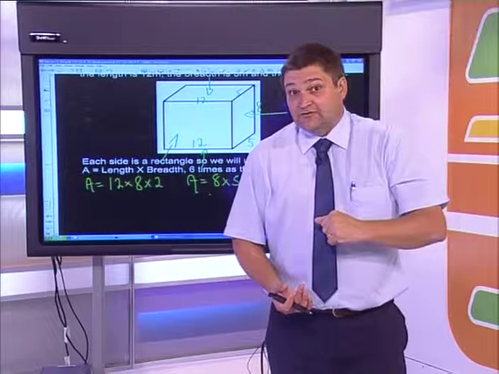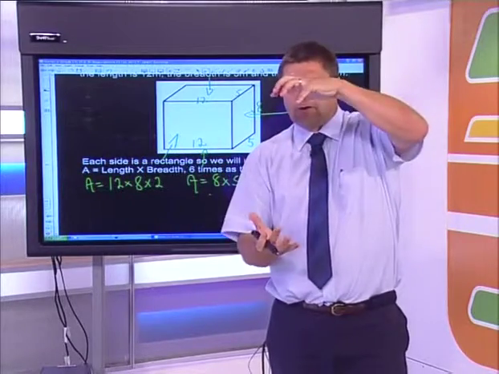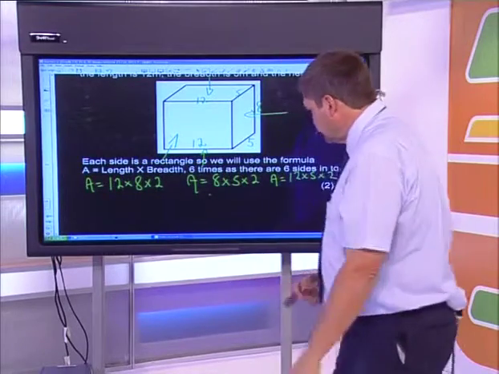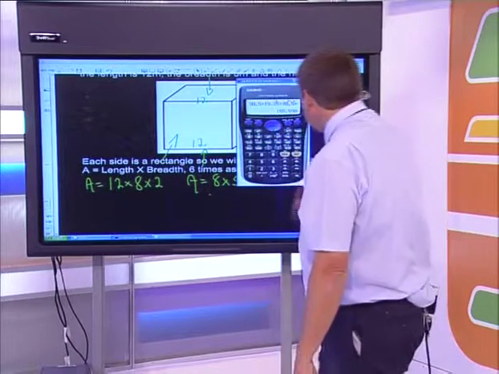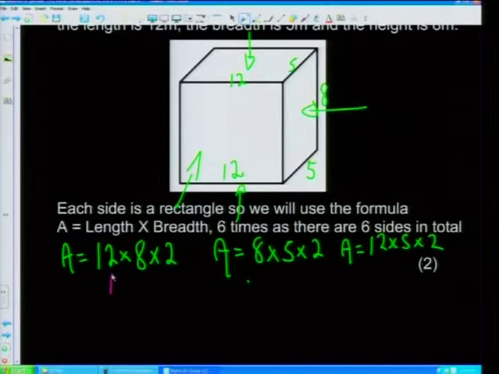Now we jump to our little calculator and we try and calculate the area of both sides, top and bottom, and the other 2 sides, front and back, and then we just add up our answers. So let's do that. Out comes the calculator, and we say, right, I've got 12 multiplied by 8 multiplied by 2 equals 192. And we'll write that down. So 192. 192 what? 192 meters squared. Why squared? Because we're dealing with area.